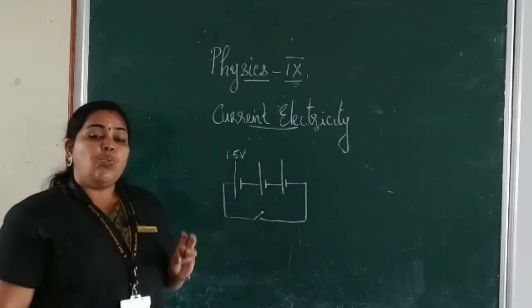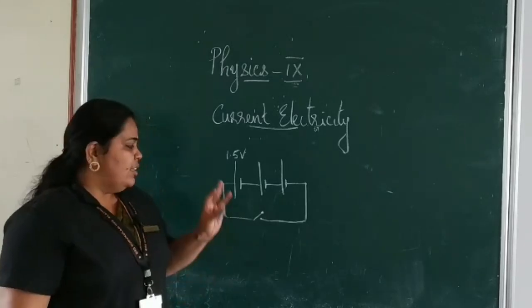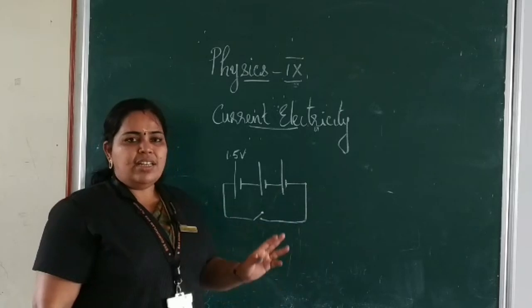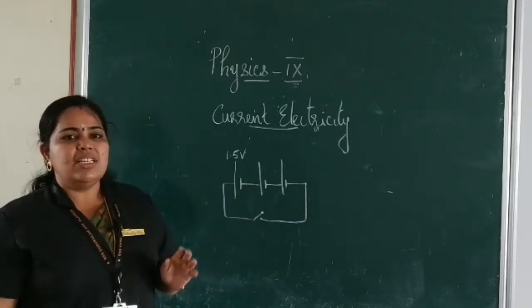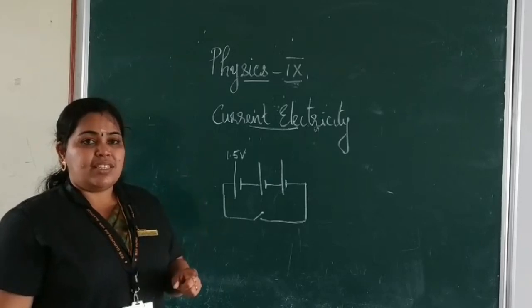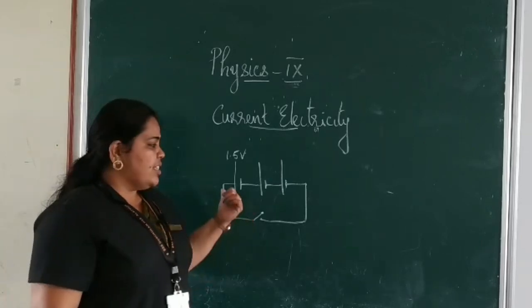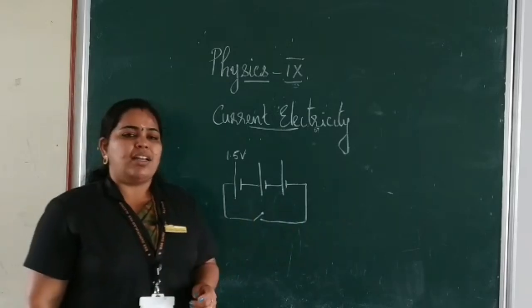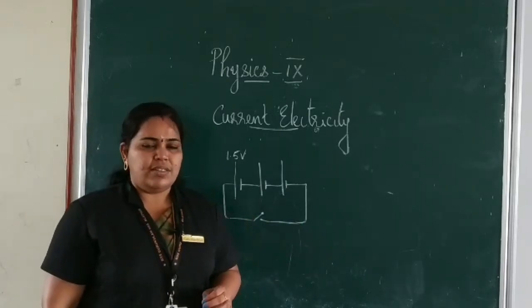Clear? And what about the current? The current is same for all the cells. And the internal resistance increases. Resistance, കാരണം ഈ ഒരു പാത്താണ് അല്ലേ. So resistance is more when the cells are connected in series.